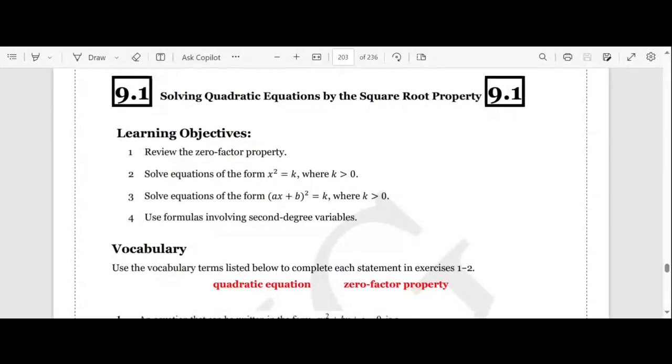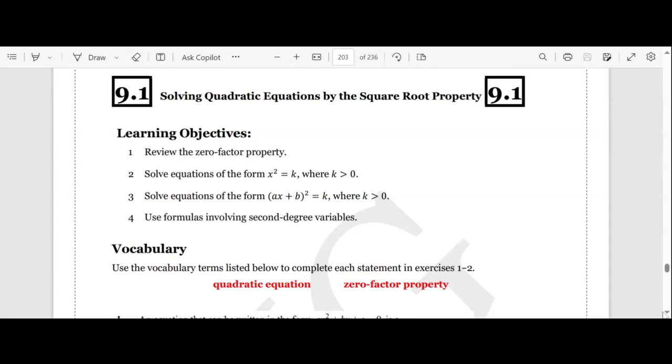9.1 Solving quadratic equations by the square root property. Learning objectives. 1. Review the zero factor property. 2. Solve equations of the form x squared equals k, where k is greater than 0. 3. Solve equations of the form (ax plus b) all squared equals k, where k is greater than 0. 4. Use formulas involving second degree variables.